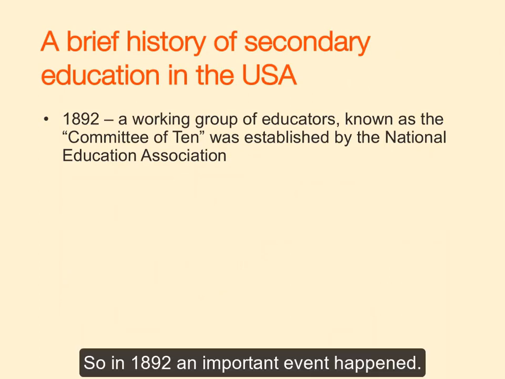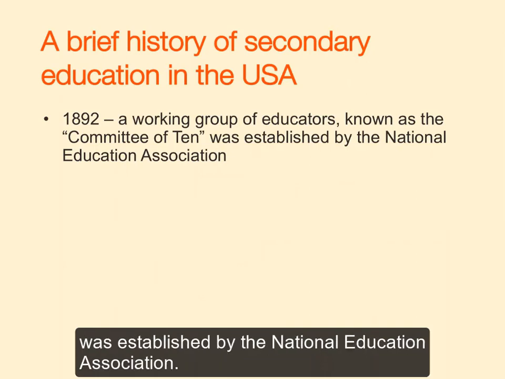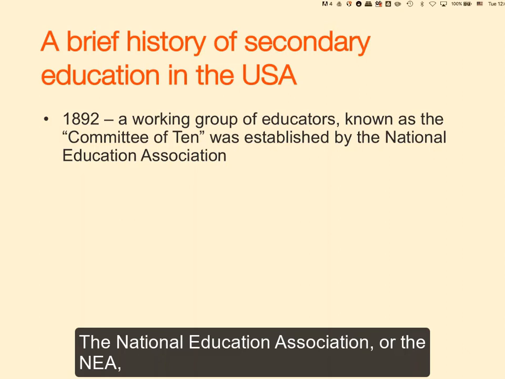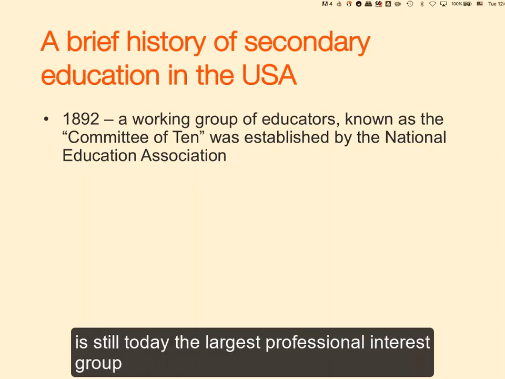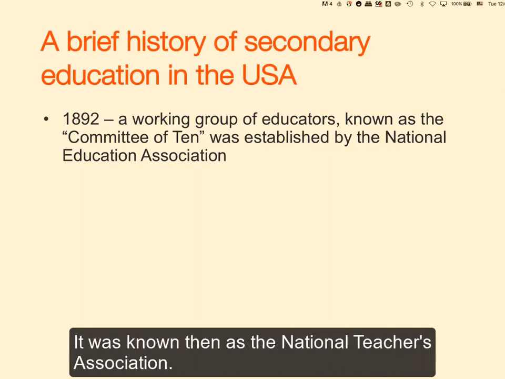So in 1892, an important event happened. A working group of educators known as the Committee of 10 was established by the National Education Association. The National Education Association, or the NEA, is still today the largest professional interest group in the United States, and was actually founded in 1857. It was known then as the National Teachers Association.